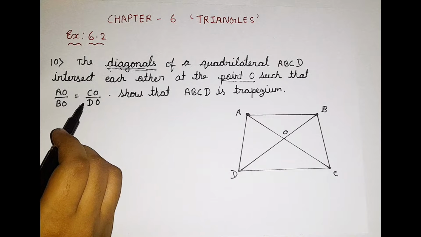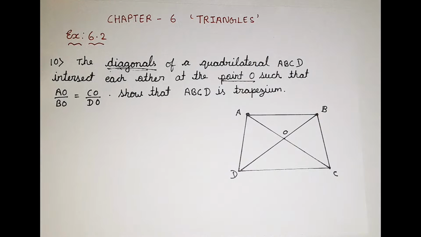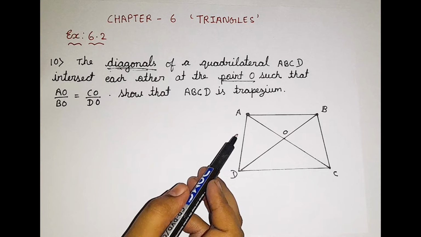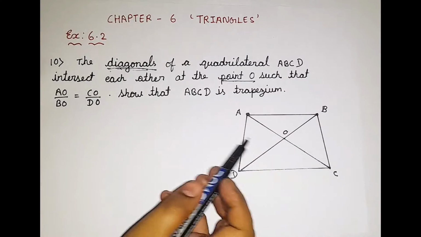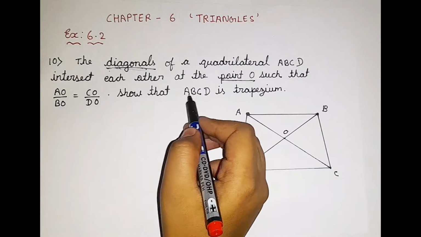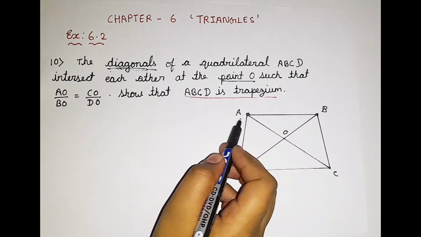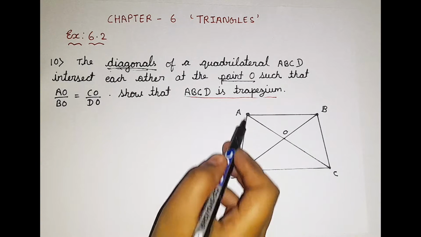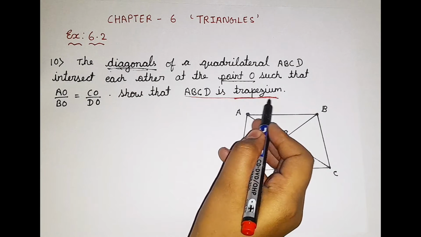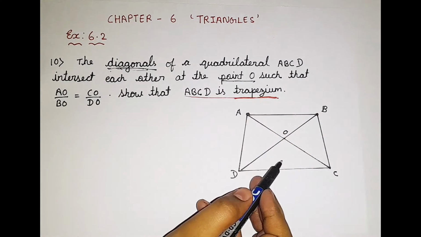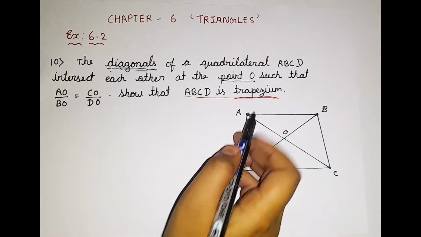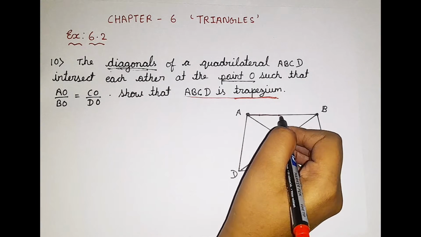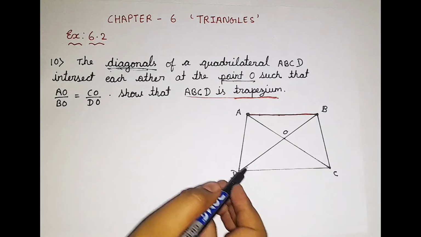First of all, do you guys know what is a trapezium? Trapezium is a quadrilateral, which means it has 4 sides. Here I drew a random quadrilateral which has 4 sides, as you can see. But we are supposed to show that this quadrilateral ABCD is a trapezium. So what is a trapezium first? Trapezium means a pair of opposite sides are parallel. So here the opposite sides are AB and DC.